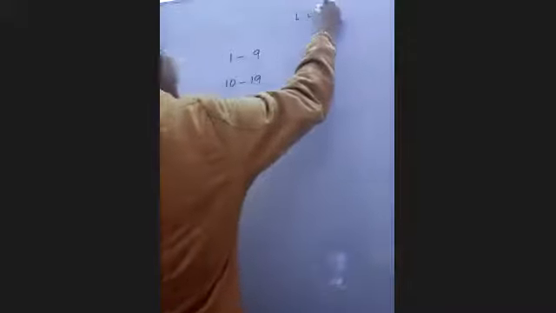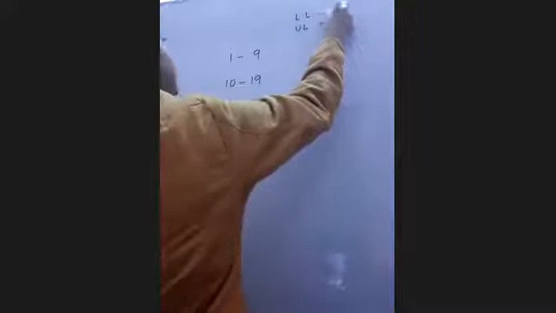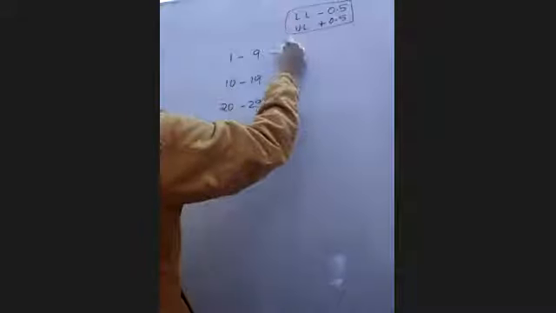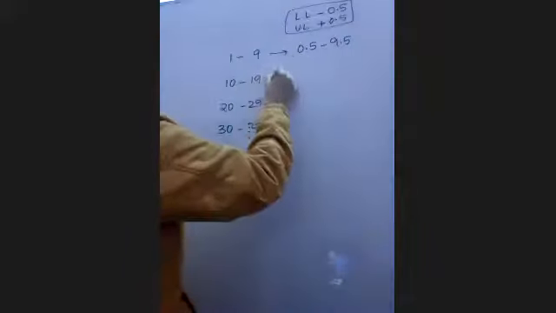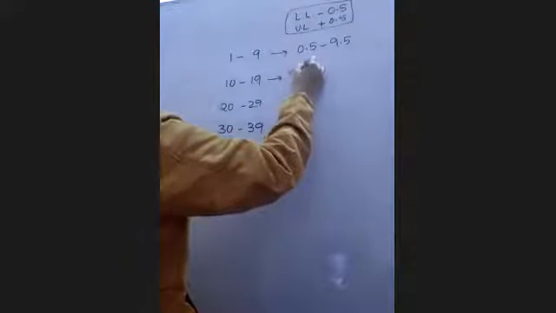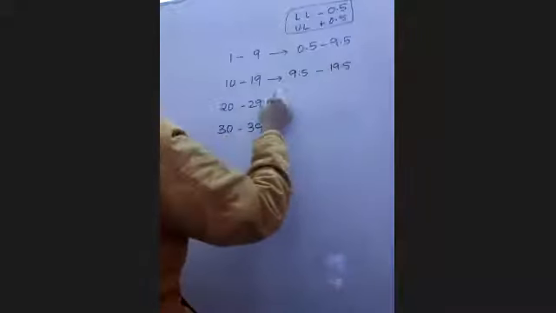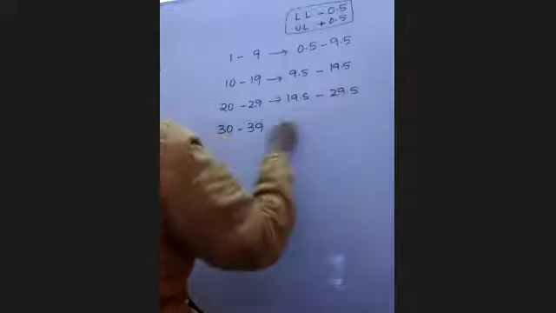We subtract 0.5 from the lower limit and add 0.5 to the upper limit. Lower limit minus 0.5, upper limit plus 0.5. This is how we do it. Taking care of this fact, 1 will become 0.5, 9 will become 9.5, and 10 will become 9.5, 19 will become 19.5, and so on.